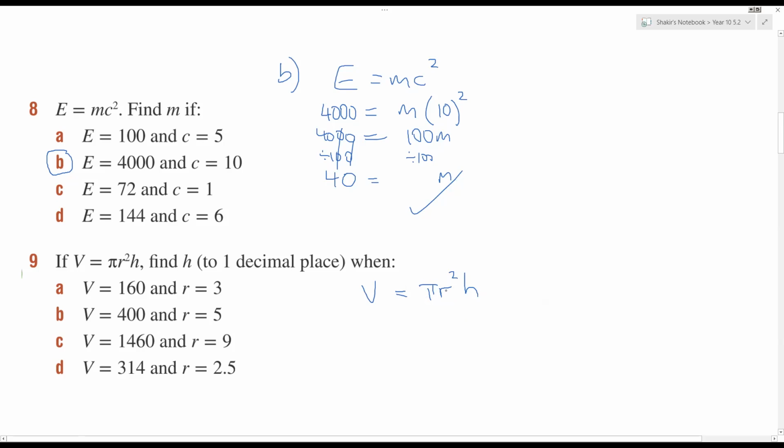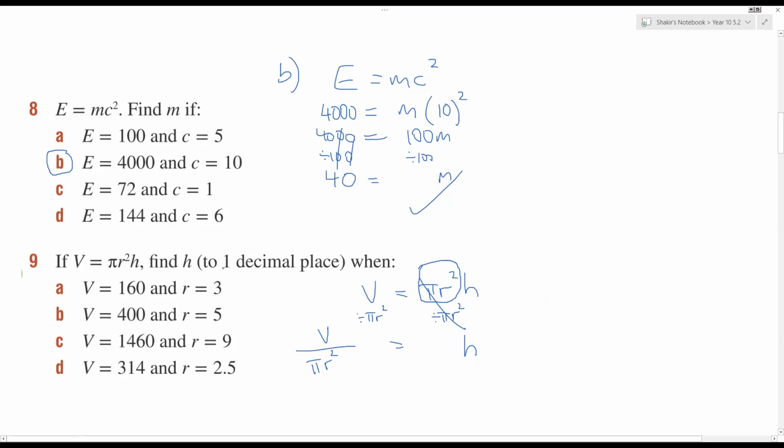So I know h is getting multiplied by the number pi r squared. I know the variables, but at the end of the day, pi is a number and r is a number. We just don't know what it is. So what I can do is divide both sides by pi r squared. And so h really, and that's going to cancel out, h is equal to V divided by pi r squared. And I know what h is now.